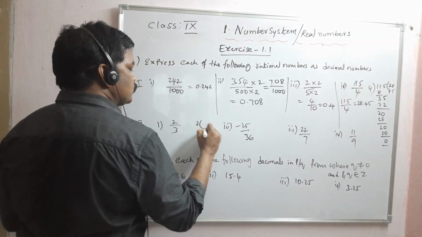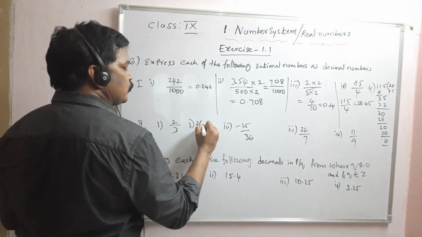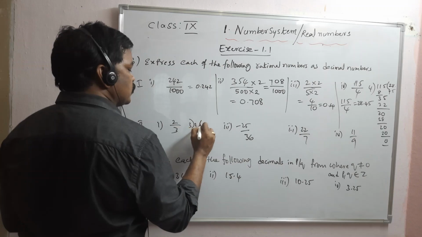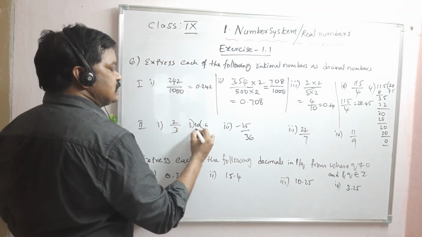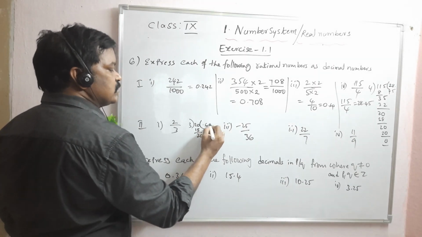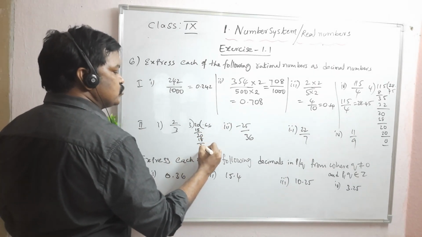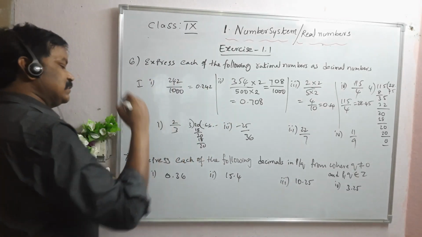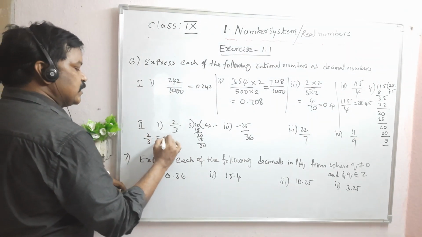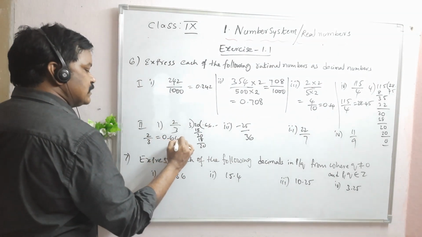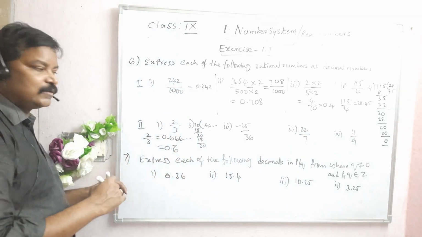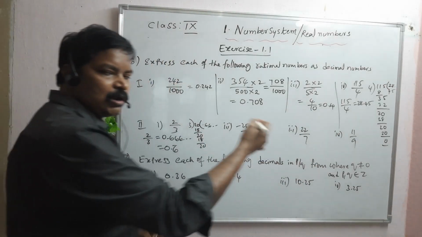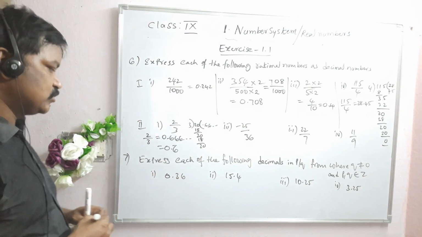Just divide 2 by 3. Put a point here, 2 point, then 0. So 6 3s are 18, 2 0, 6 3s are 18, 2 0, and so on. It will keep repeating like that. So 2 by 3 can be written as 0.66666 and so on. That is 0.6 bar. So you can do all the remaining sums for homework, children.